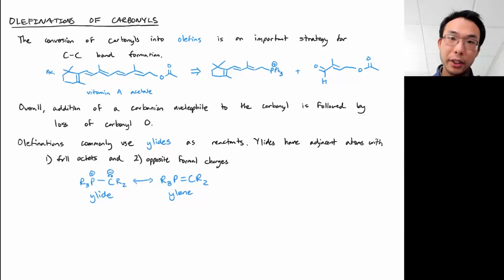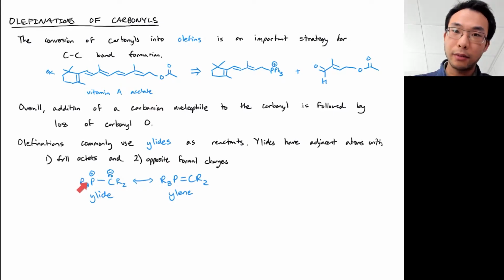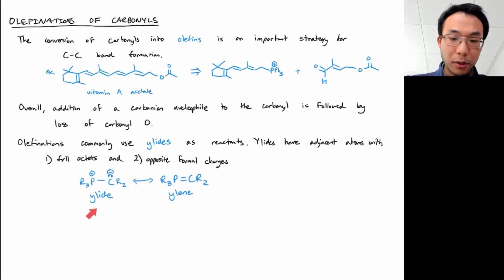So by definition, an ylide is a molecule that has two adjacent atoms that both have a full octet and have opposite formal charges. And so here I'm showing you, for example, a phosphonium ylide, because the phosphorus here has 8 electrons around it, full octet. Carbanion here, but still full octet. We can think of this as having a resonance form like so. This would be called the ylene resonance form. It turns out that this is the preferable way to draw the molecule. This is much more accurate to reality.